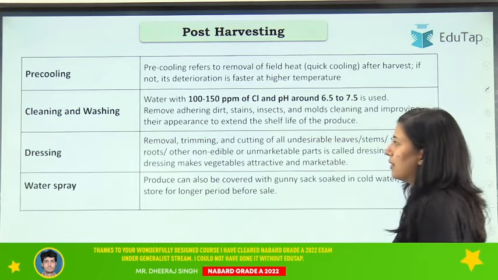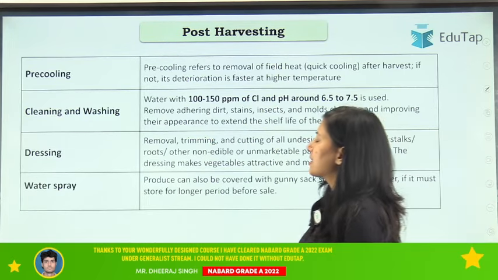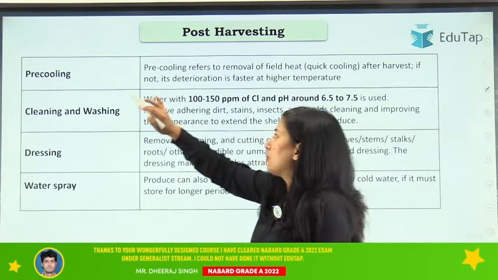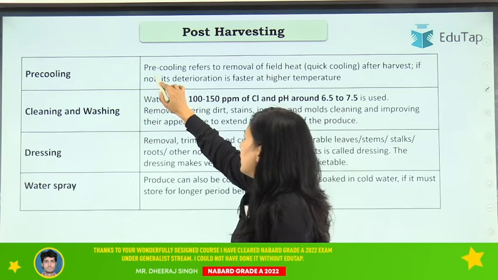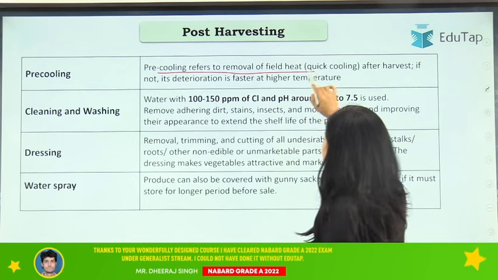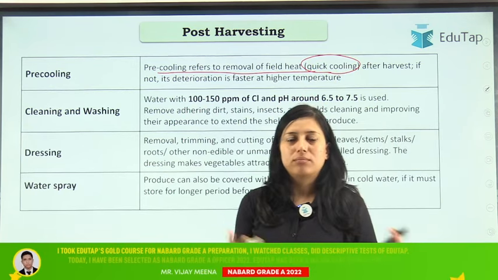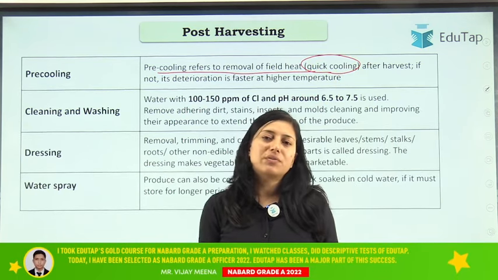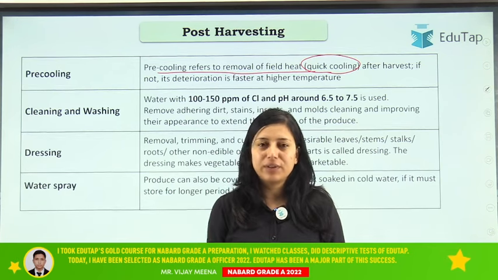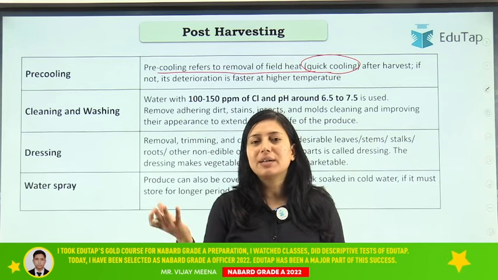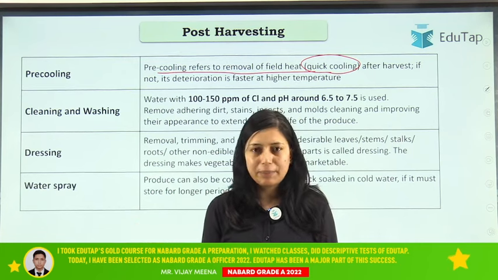Now let us see one by one what these are. So first we discuss pre-cooling. Clear? So what is pre-cooling? It refers to the removal of field heat, quick cooling. As soon as we bring the produce from the field, we go for pre-cooling. We just bring down the temperature of that produce to a certain temperature level, right?